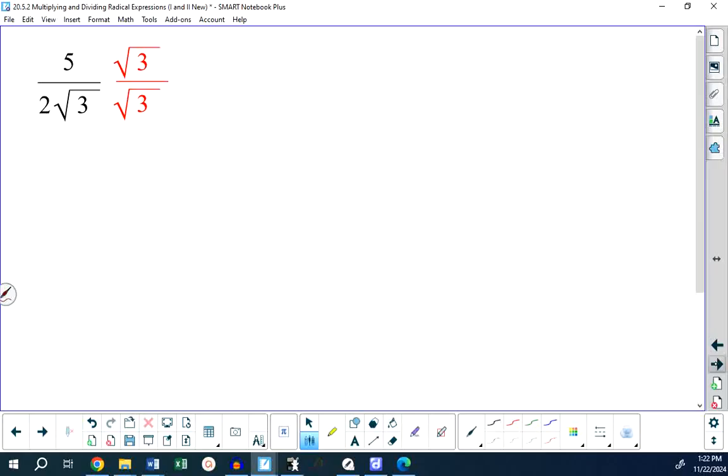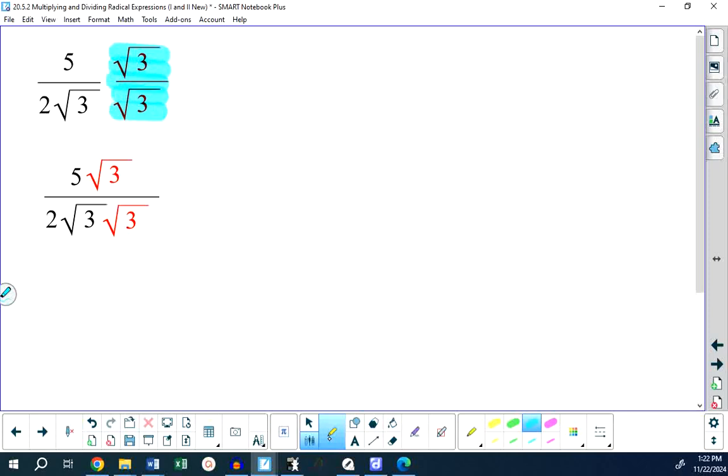So what will that give us on the top? Well, it'll give us 5 root 3 on the top, right? What will it give us on the bottom? It's going to give us 2 root 3 root 3. Can somebody explain why we are allowed to do this without changing the value of the expression? Because if we're allowed to change the value of the expression, I can get rid of the radical very easily. Right? You're not allowed to do that. It has to have the same value. Why is multiplying by root 3 over root 3 allowed?